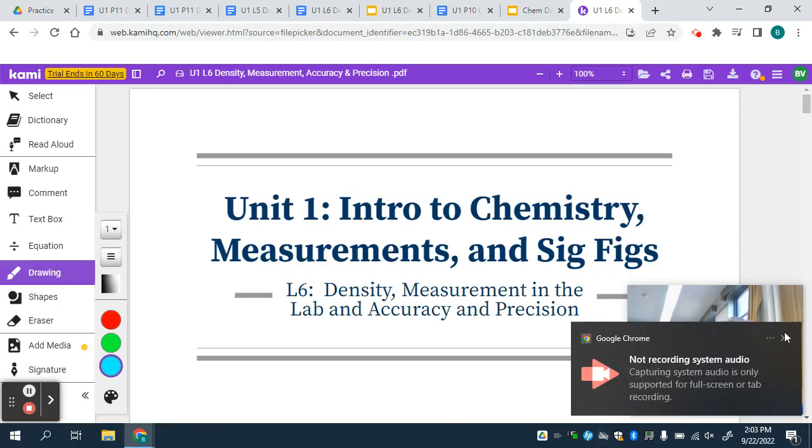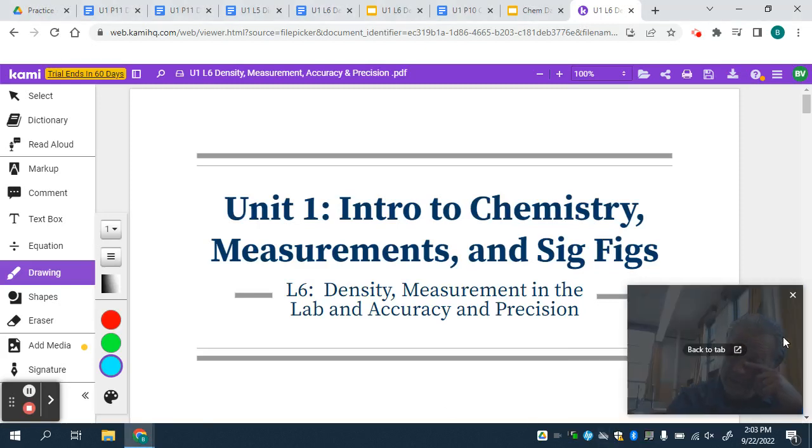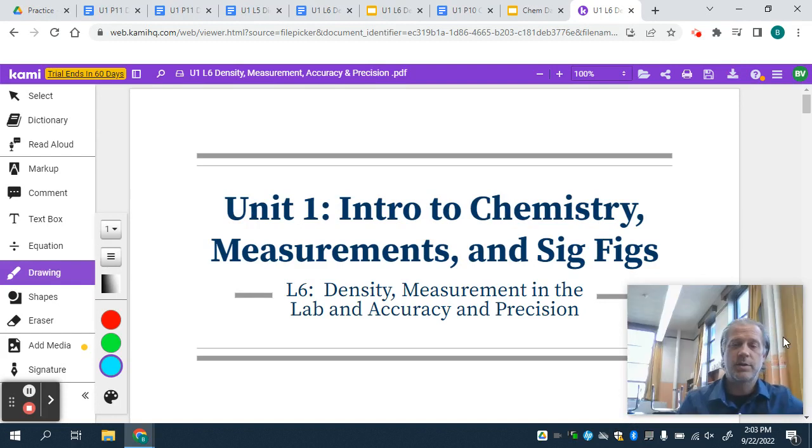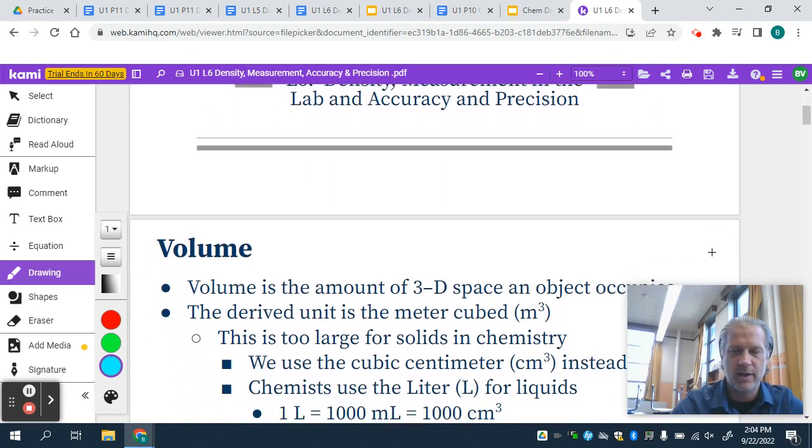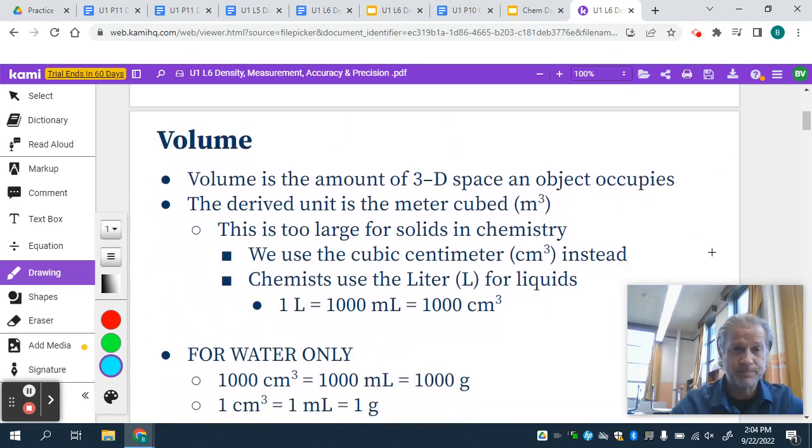All right. So today we are doing lesson six, part one, which is density and measurement in the lab and accuracy and precision. But today we're going to simply focus on density. So, in order to talk about density, we need to go back and talk about volume a little bit more. We mentioned earlier this semester that volume is the amount of three-dimensional space that an object occupies.